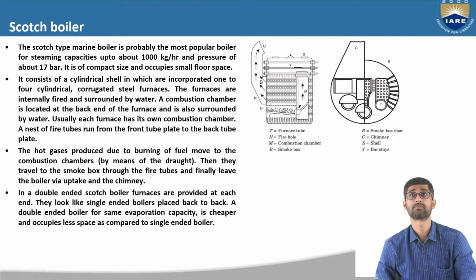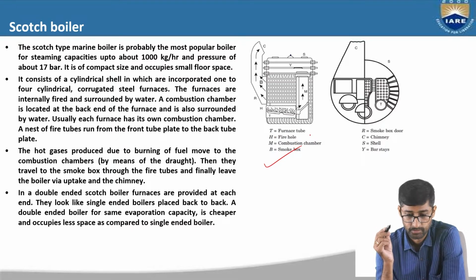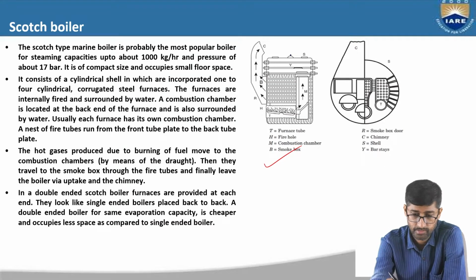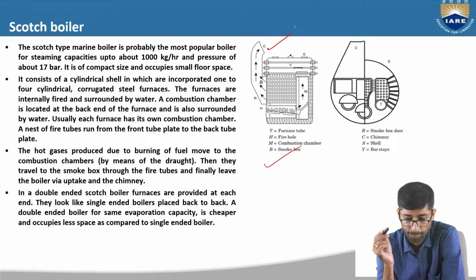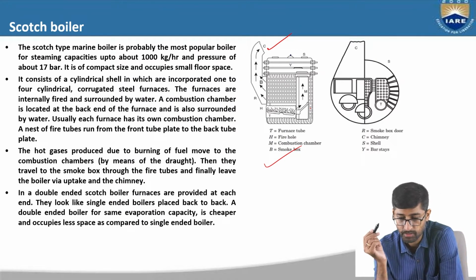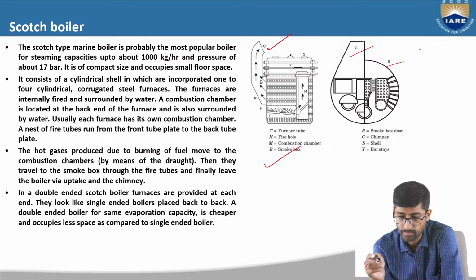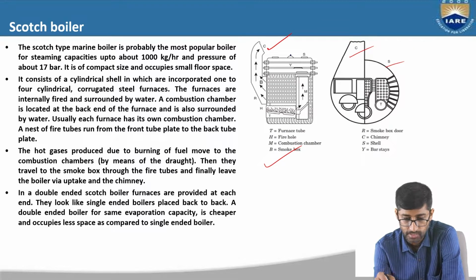Next boiler is the Scotch boiler, and this is the schematic diagram of the Scotch boiler. Here, if you see the Scotch boiler, there is a chimney, right? And this is the shell of the boiler, the outer shell of the boiler. This is the chimney, this is the outer shell of the boiler, this is the bar tray, and this is the fire holes.